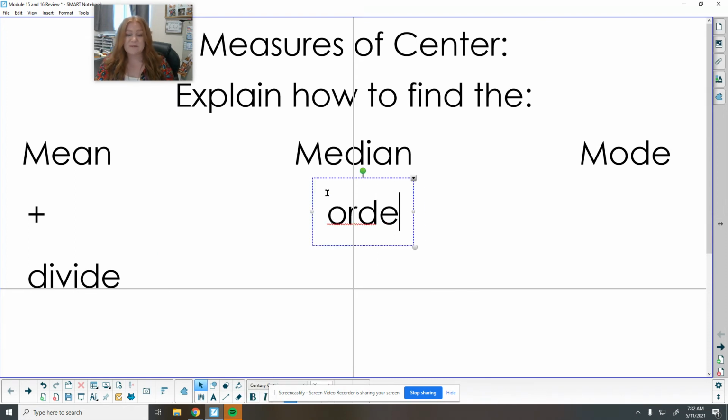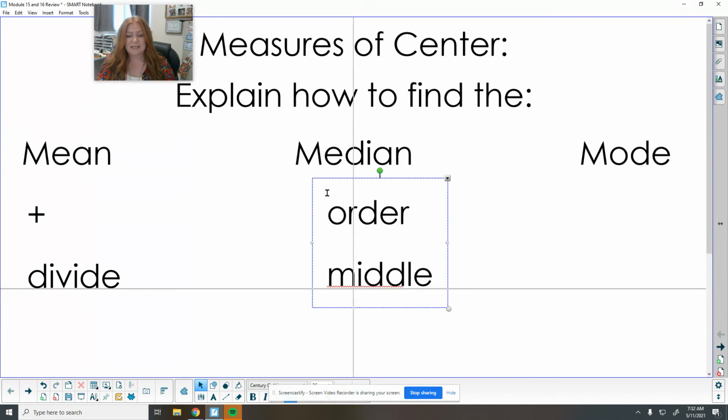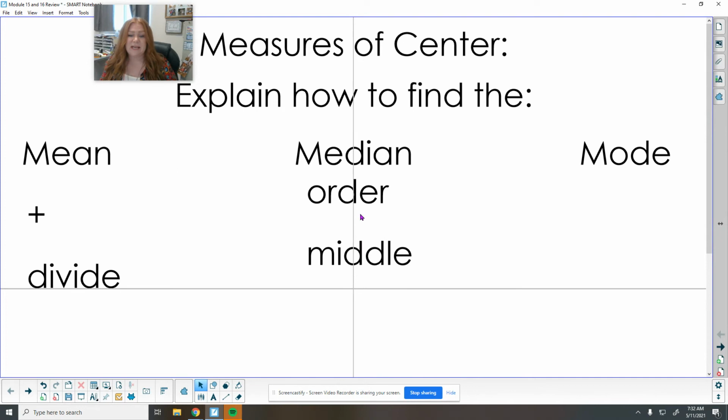So the median, it's very important that we put them in order, least to greatest, and then we find the middle number. These two are usually good indicators of the center, kind of dividing everything out equally or finding that middle number. And then our mode is the one that happens the most often. And sometimes that can be a good indicator of the data.